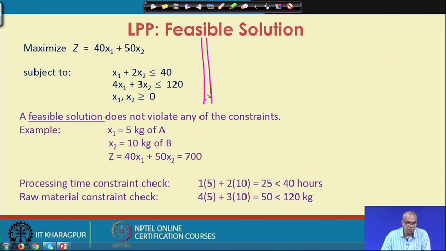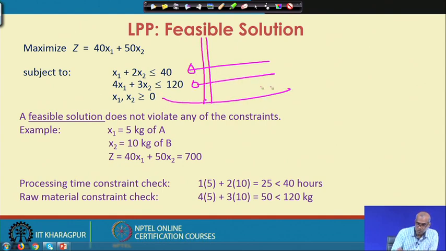A feasible solution will lie within the feasible region. These two constraints and these non-negativity constraints all together will define a feasible region. Any point within this feasible region will not violate any constraint. Any point outside this feasible region will violate at least one constraint.